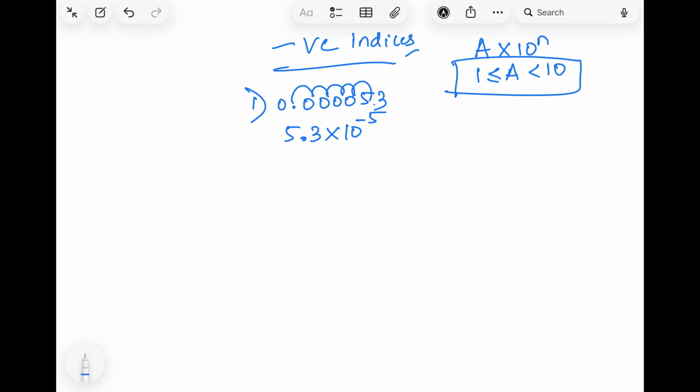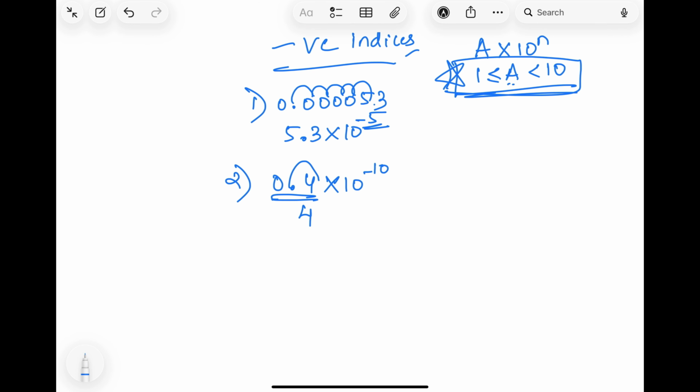Minus 5. So here we use negative indices. Our index is negative because the number is very, very small. Now if a number is given as 0.4 into 10 raised to minus 10, it's already given in a into 10 raised to n form, but does the a satisfy the condition given here? No, because this is 0.4. It cannot be less than 1; it must be 1 or greater. So I need to shift the point here. So this becomes 4 into 10 raised to minus 11.